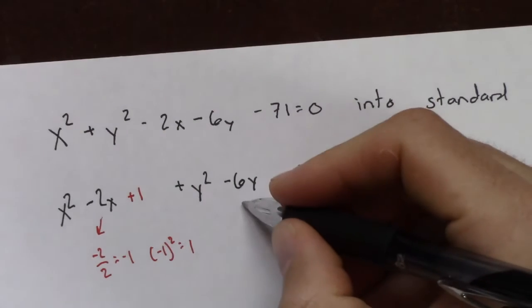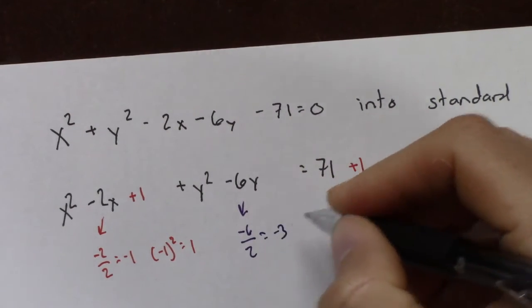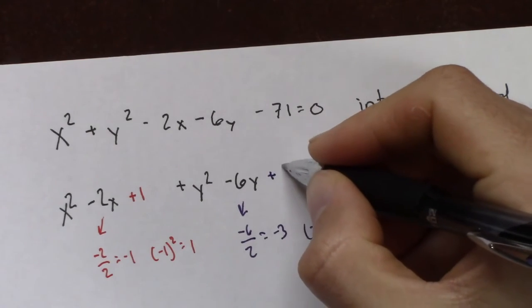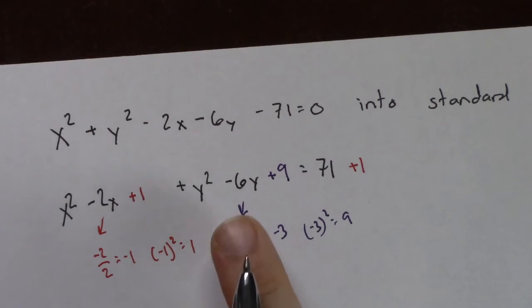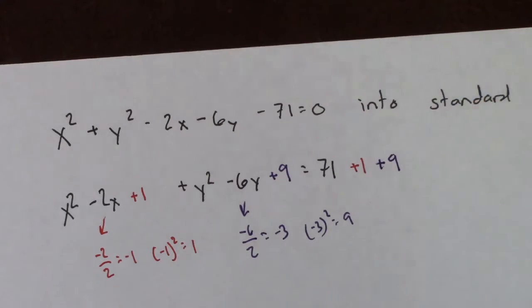I can then look to my y term, same thing. I've got a -6. -6 divided by 2 is a -3. -3 squared is 9. So I want to place a 9 right there in order to complete my square. Again, whatever I do to one side of my equation, I must do to the other.